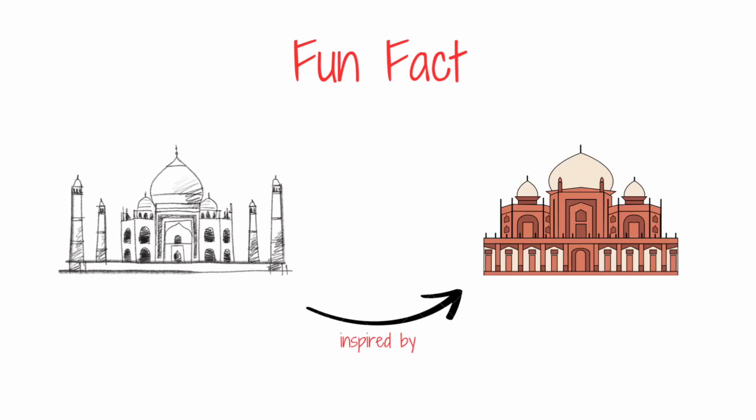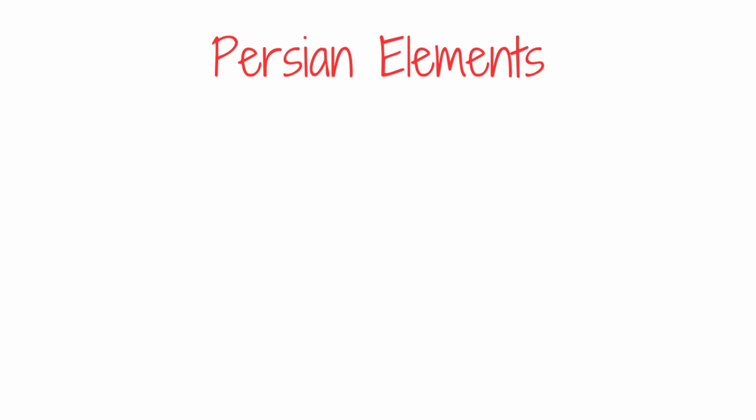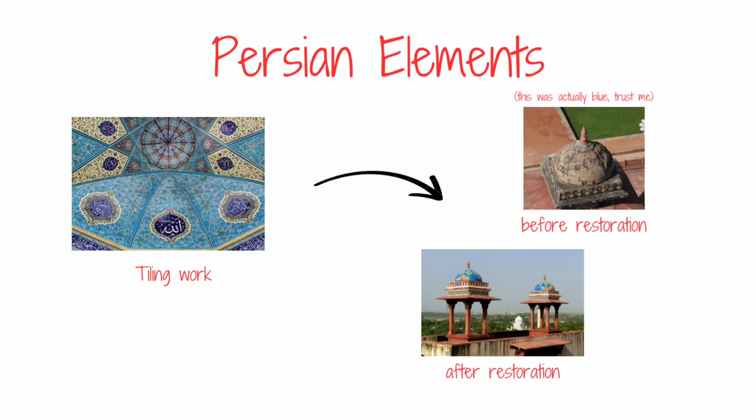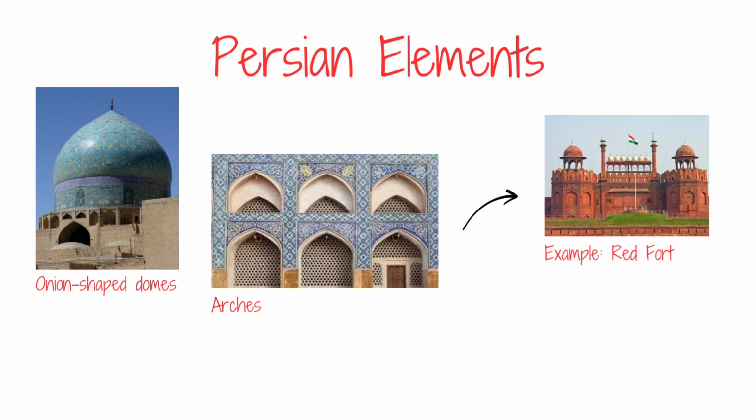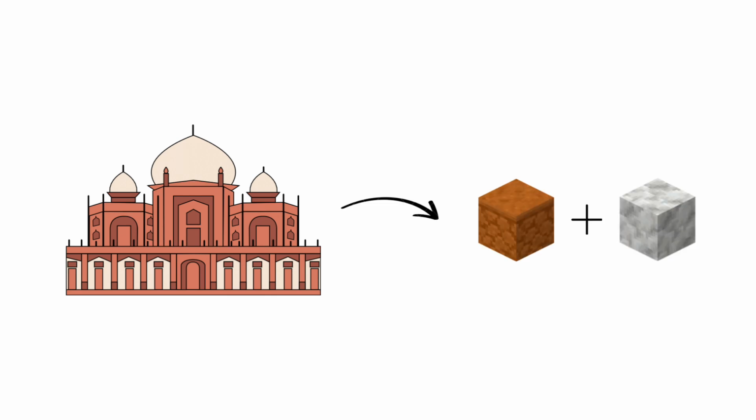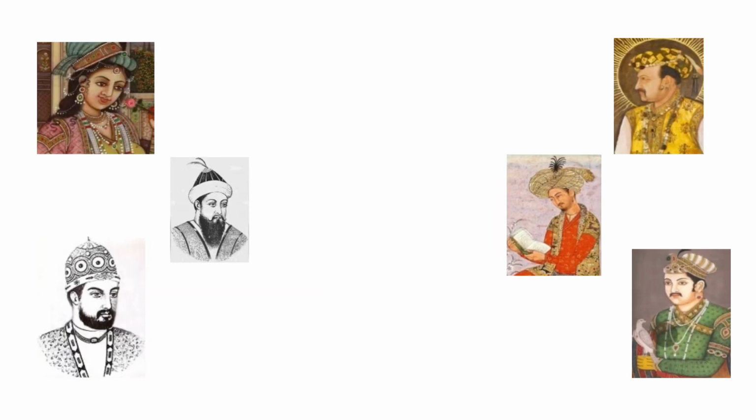Well, inspired would be an understatement. They're practically copies, except for the fact that the Taj Mahal is completely white. A few other Persian elements include tiling work, used on the roof for the main dome and the smaller domes, and the onion-shaped domes and arches, which continued to be seen in later Mughal architecture. The tomb was, incidentally, also made of red sandstone and white marble. Seems the Sultanate and the Mughal Empire have that in common, their liking of red and white.